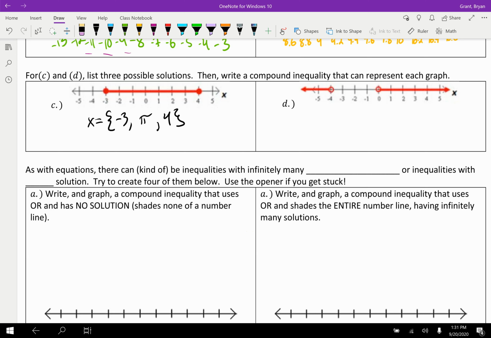3.1415, that's in there too, just so that I can be unique, right? You shouldn't just copy my answers down, right? Pick some others. You could have picked 0 or 1 or 2, so be creative. Now a compound inequality that's going to represent this.